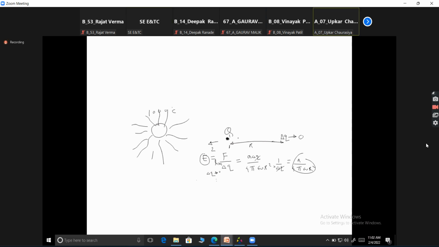1 by r square. I have one doubt regarding this. So why do you use inverse square law? That was used by Newton, but when we come to charges, it doesn't depend. The size of the charges is too small, so will the inverse square law work or not?